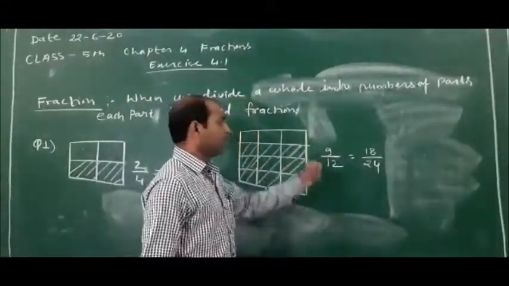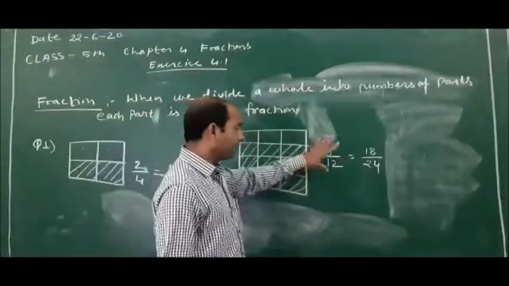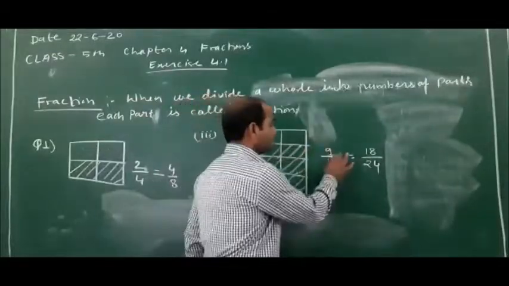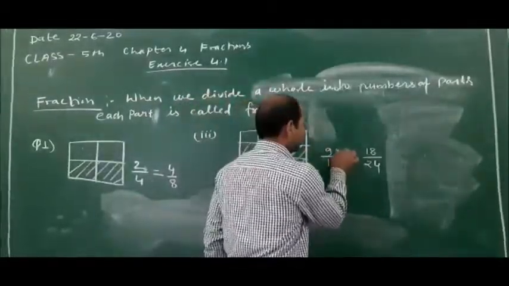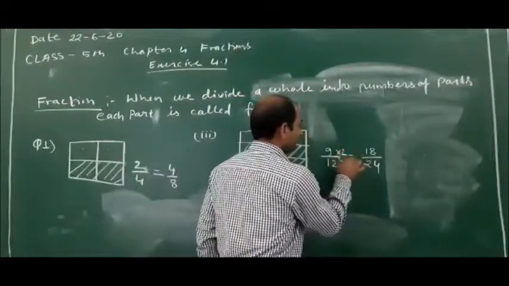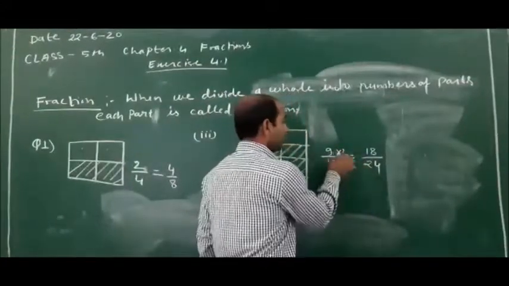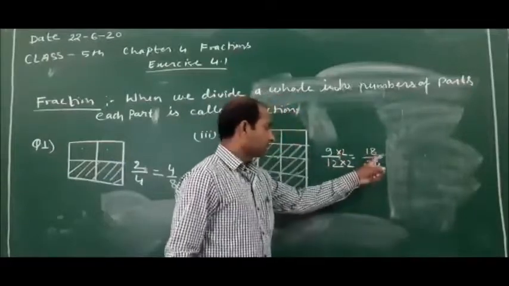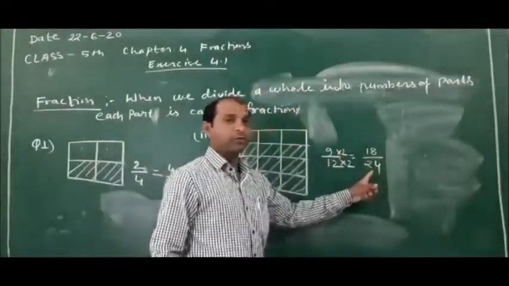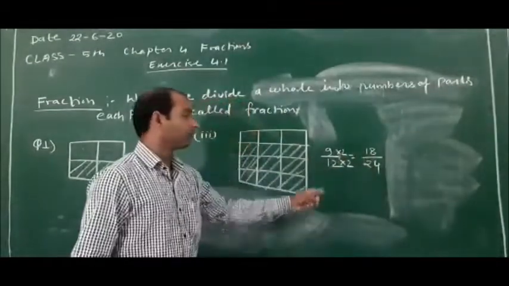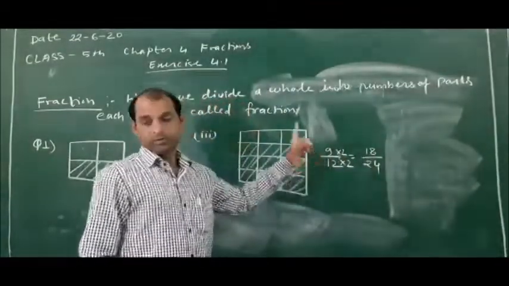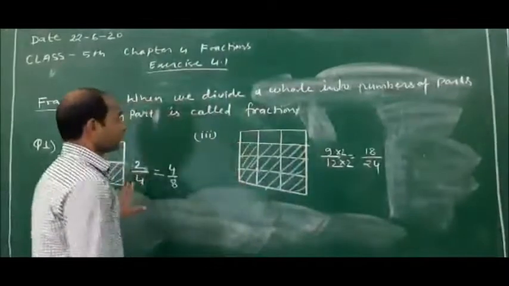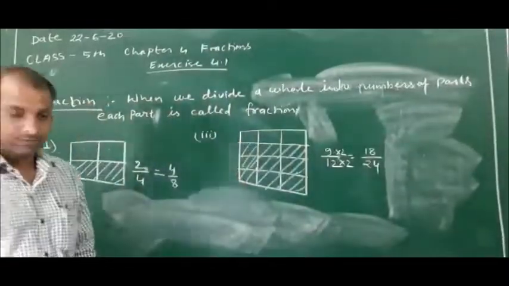9 upon 12, and for the equivalent fraction of 9 upon 12, we multiply by 2. 9 multiplied by 2 and 12 multiplied by 2. 9 2s are 18, 12 2s are 24. Means 18 upon 24 is the equivalent fraction of 9 upon 12. Now this question is completed. Now the next question.